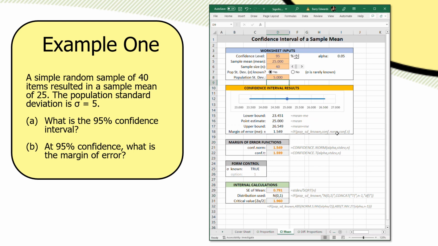At 95% confidence, what is the margin of error? Now we can look down at the margin of error calculations. Because we have a known population standard deviation, the worksheet is going to use the normal distribution for the confidence interval and calculating the margin of error. And that margin of error we can see is 1.549. So the margin of error is the distance to the top of the interval as well as the distance to the bottom of the interval.